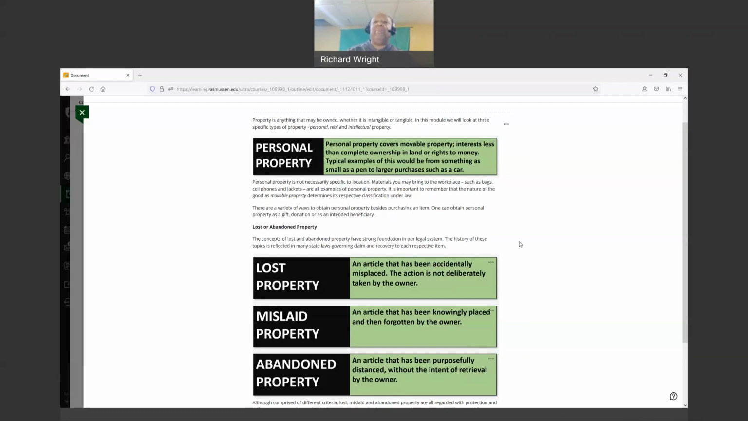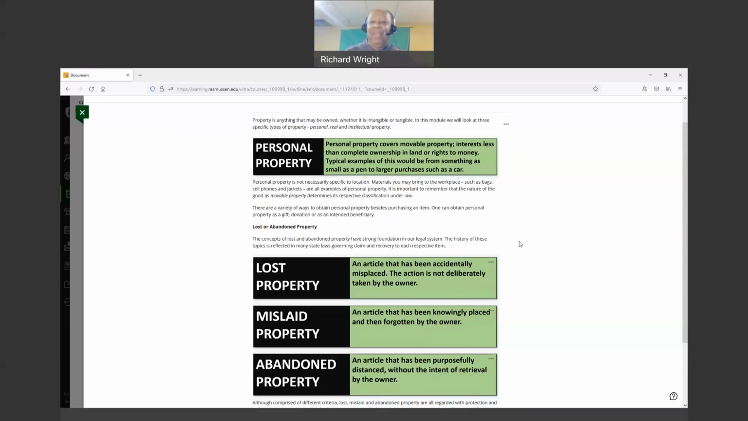So let's talk about lost or abandoned property. Remember, we're talking about personal property. The key factor in personal property is that it's movable property. So let's talk about the difference between lost, mislaid, and abandoned. When it's lost, it's accidentally misplaced. So the owner didn't do it on purpose. That's lost property. You're familiar with that, I'm sure.